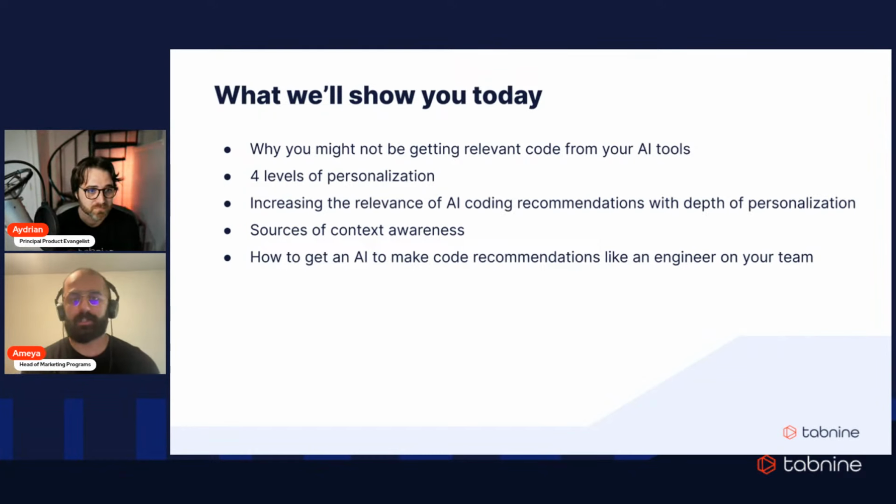Yeah, and what we'll be covering today is why you might not be getting relevant code from your AI tools, and 4 levels of personalization, how we look at personalizing the results of an AI coding assistant to your developers. We'll show you how to increase the relevance of AI coding recommendations through leveraging depth of personalization. We'll discuss some of the sources of context awareness, and we'll show you a demonstration of how to get an AI to make code recommendations like an engineer on your team would. And Adrian's got a pretty fun app he's building with that. If you like pizza. Who doesn't?